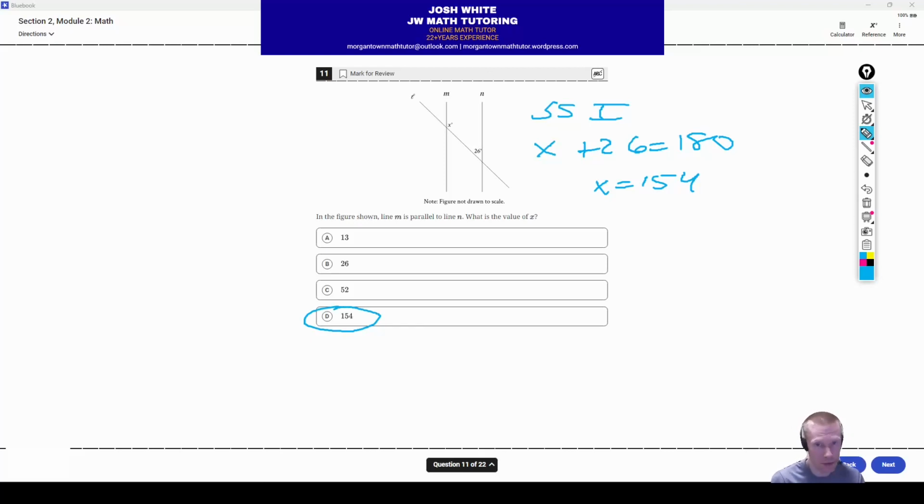Also, you should be able to reason your way to get that just by looking at the picture, even though it says it's not drawn to scale. Obviously, this angle is way too small to be 13 degrees or 26 or even 52 degrees. You can see it's clearly more than 90. And there's only one answer choice which has a number that is more than 90.